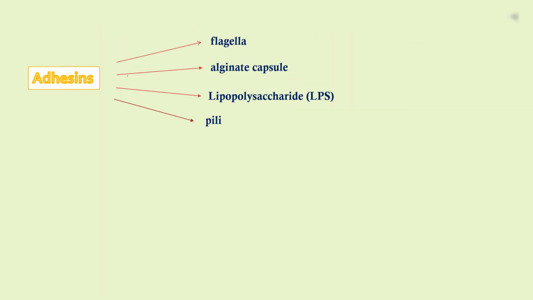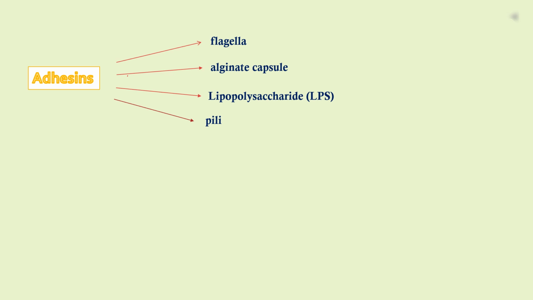Pseudomonas aeruginosa is a very powerful bacterium. It causes serious and life-threatening infections. It is one of the predominant bacteria in both hospital and community-acquired infections. It has multiple factors which help it induce an infection.